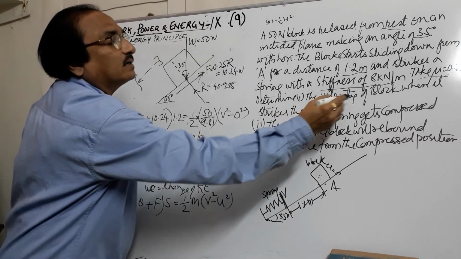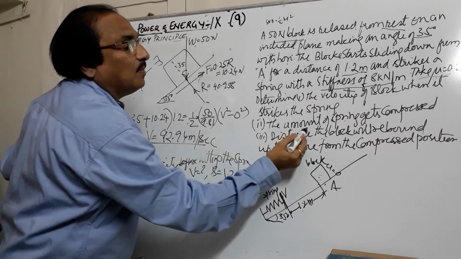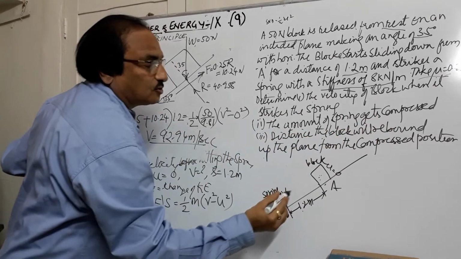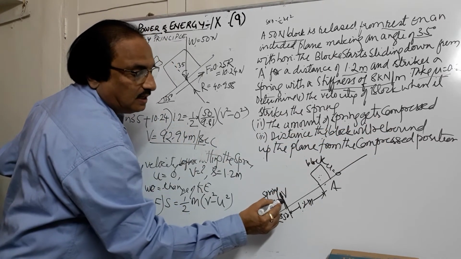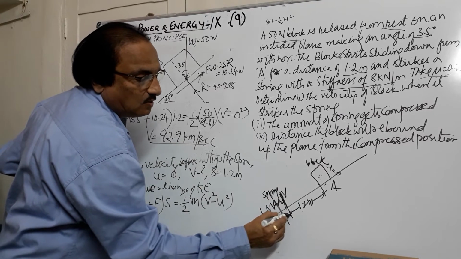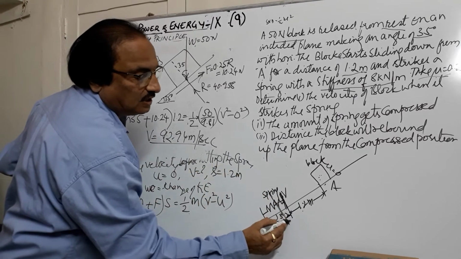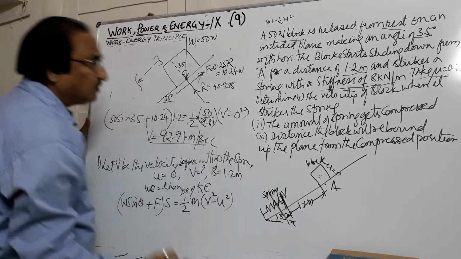This is the first part. Second part is the amount the spring gets compressed. So when it hits the spring, this spring gets compressed, and you are required to find out the distance by which this spring will be getting compressed. We will go for the second part.